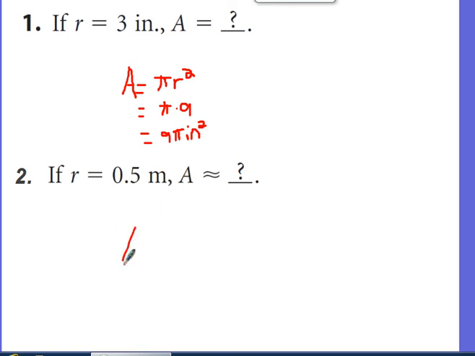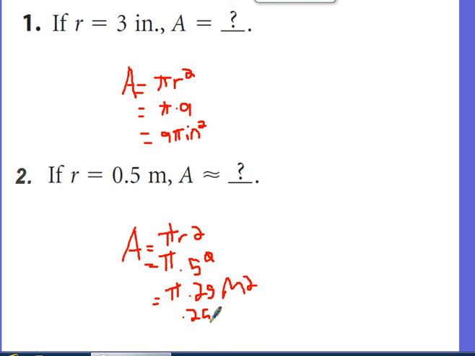R equals 0.5, it's the same thing. Area equals pi r squared. My pi's get worse by the minute. So we equal pi times 0.5 squared. Well, 0.5 squared is 0.25. So you end up getting pi times 0.25 meters squared. I would really write this as 0.25 pi.